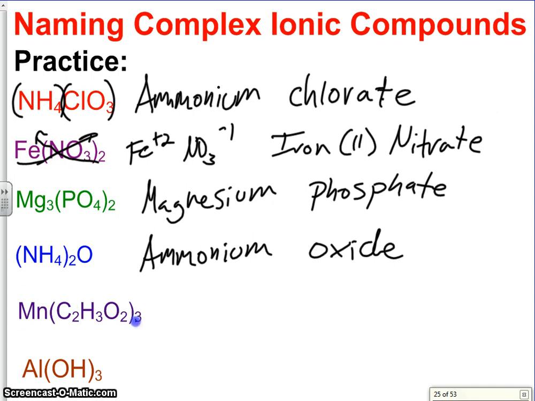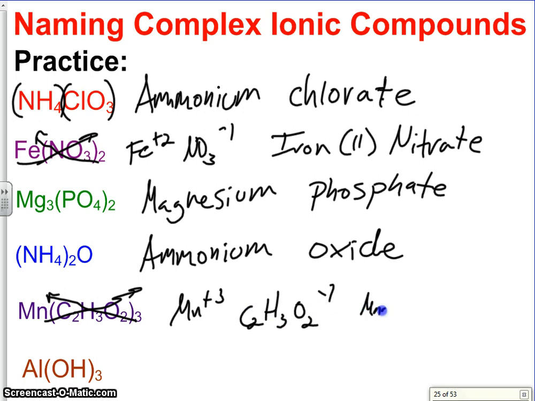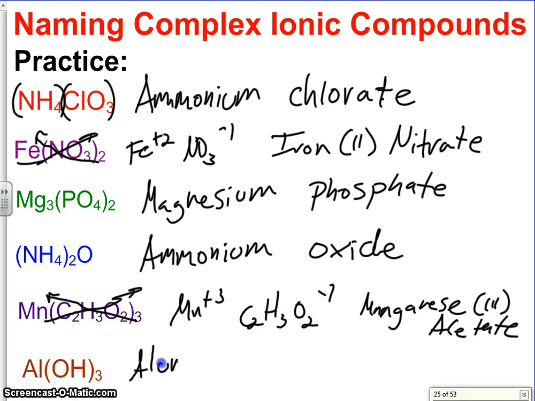Mn, transition metal. Bring up my charges. Okay, so I get Mn plus 3. C2H3O2, negative 1. This is acetate. It's supposed to be negative 1, so now we just name it. Manganese 3. Okay, and I'm just going to enter down to write my second part of this. Oops, sorry, I'm about to write chloride. It's not chloride. C2H3O2 is acetate. So manganese 3 acetate.